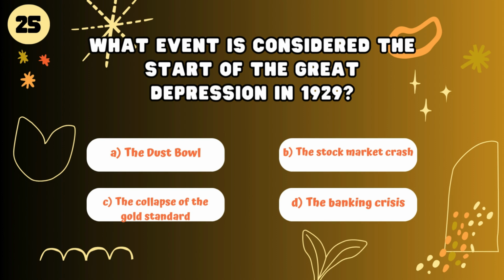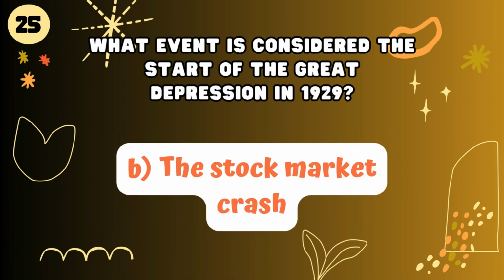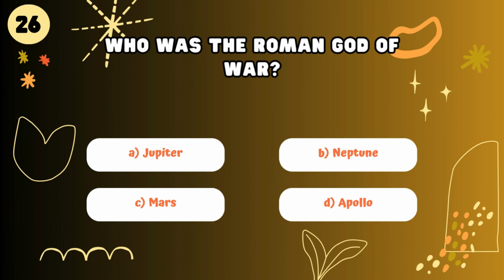The Dust Bowl, the stock market crash, the collapse of the gold standard, the banking crisis. Answer: the stock market crash. Who was the Roman god of war? Jupiter, Neptune, Mars, Apollo.